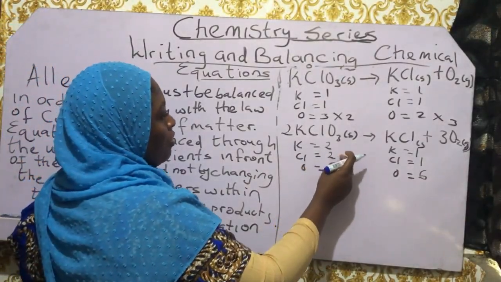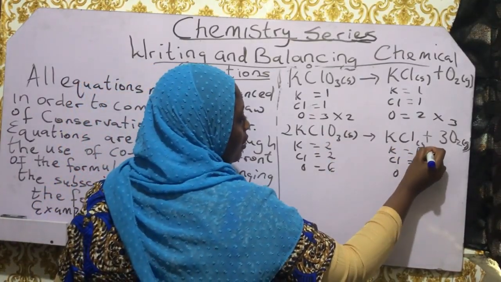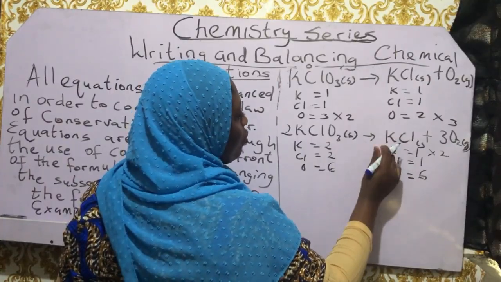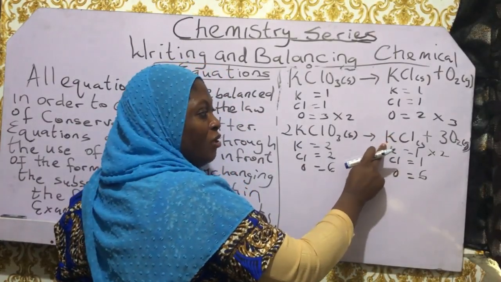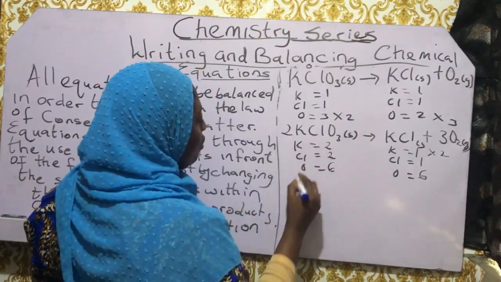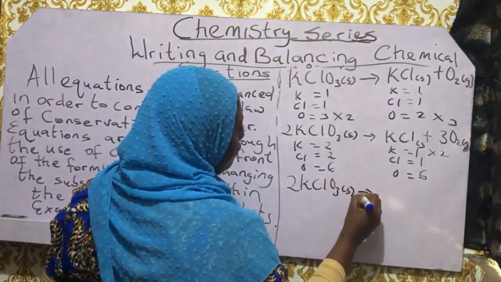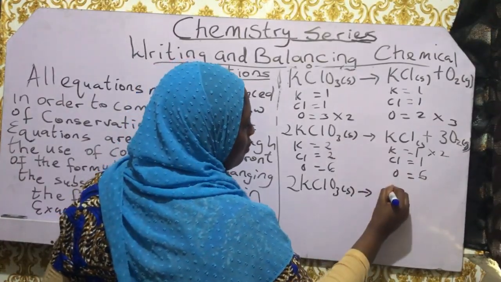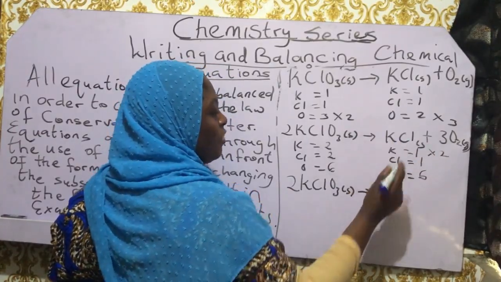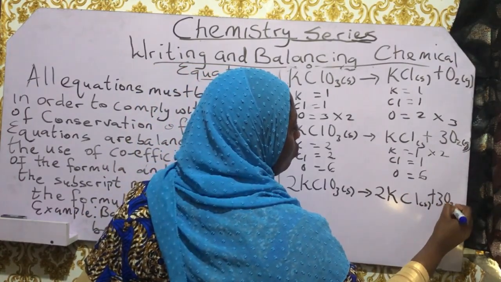So let's try to see if we can balance potassium and chlorine. So we have 2 here. How do we make this equal to this? Using a coefficient, that means we multiply this by 2. So if we multiply this by 2, it means we are going to add 2 as a coefficient to where you have potassium on the right hand side. So breaking down this equation now, 2 KClO3 solid to give 2 KCl solid plus 3O2 gas.